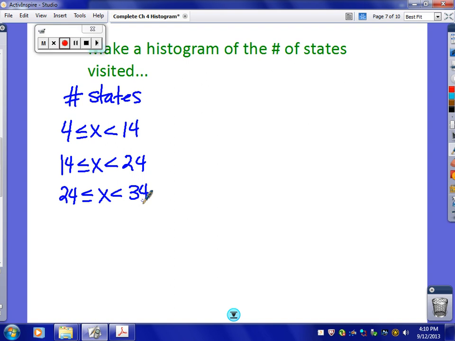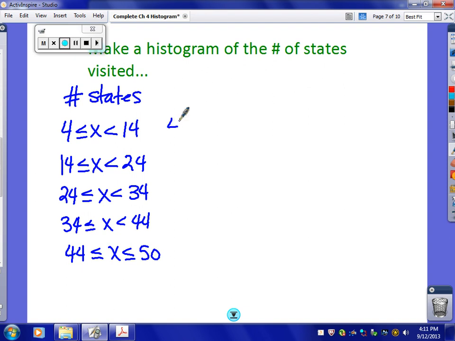And keep following the same pattern. So 34 up to 44. And then finally 44 up to, now if I add 10, I get 54. There aren't 54 states, so I'm going to stop this at 50, less than or equal to 50, because there's only 50 states. So these are my classes.